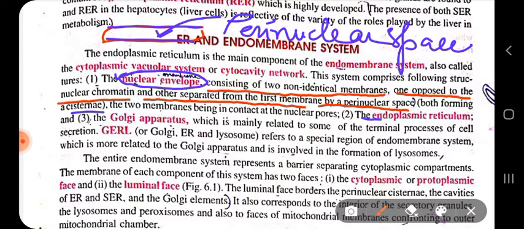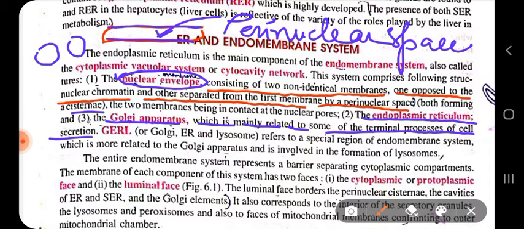The endoplasmic reticulum is also a part of the endomembrane system, and so is the Golgi apparatus, which is mainly related to the terminal processes of cell secretion. Those proteins which are to be secreted out from the cell are called secretory proteins. Those proteins have to be packaged inside the Golgi apparatus. Secondly, inside the Golgi apparatus, further modification of the protein structure occurs, like glycosylation, in order to stabilize its structure and to be transported outside the cell.